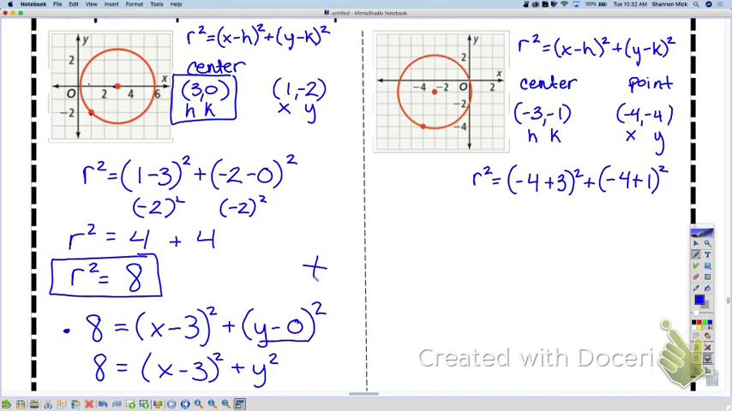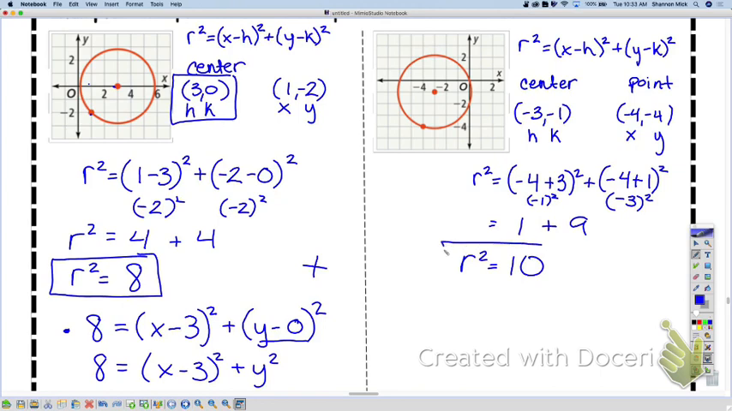Okay, so negative 4 and 3 is negative 1. Negative 1 squared is 1. Negative 4 plus 1 is negative 3. Negative 3 squared is 9. So r squared equals 10.